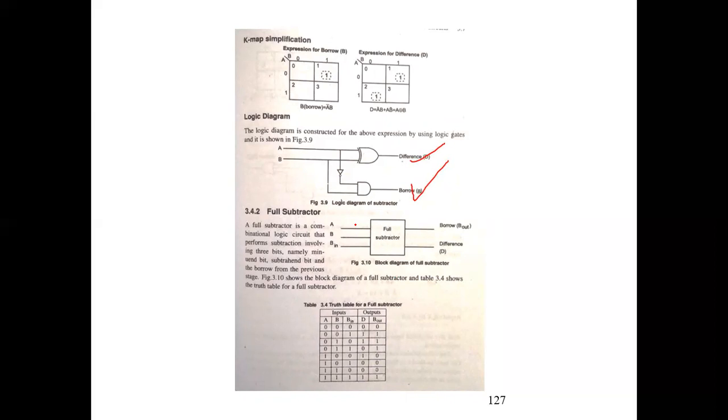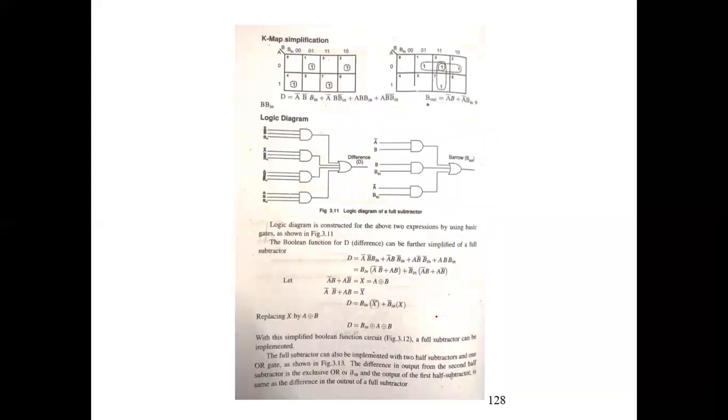Full subtractor is the same, with 3 inputs and 2 outputs: borrow and a difference. For this, you have to define the truth table and the K-map simplification. For K-map, you have to define it for the difference as well as borrow. Then finally, you have to draw the logic diagram as per the concept, where B is borrow in.